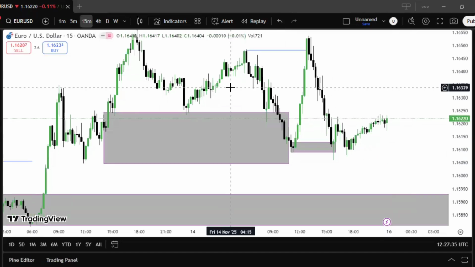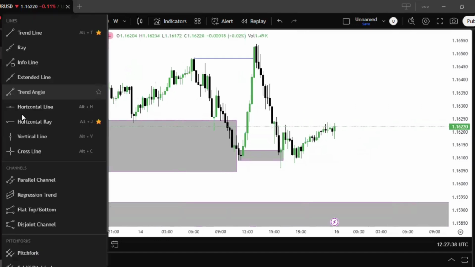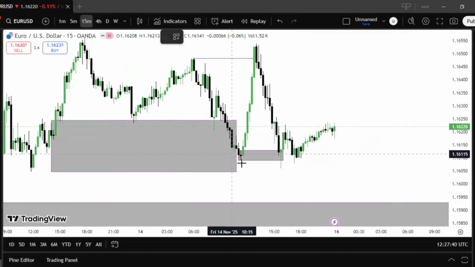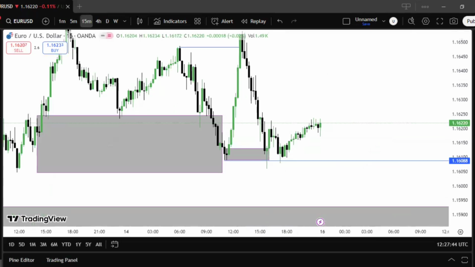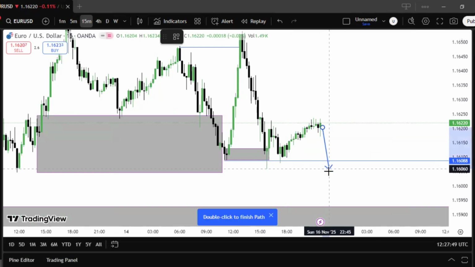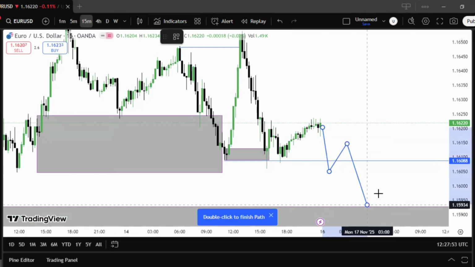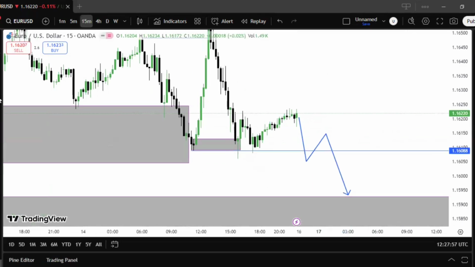Let me show you something here. On 15 minutes, I'm going to take a horizontal ray here. If the market can give me something like this, if it can break this low point and retest, then boom, that means we are selling on USD, because it will give me something like this here.